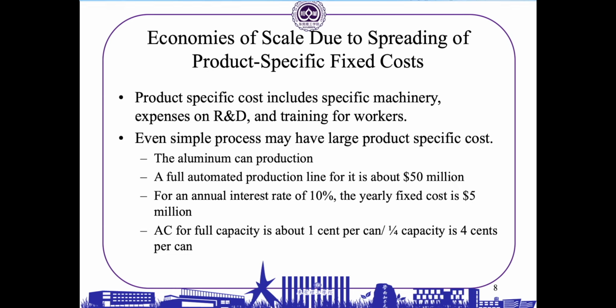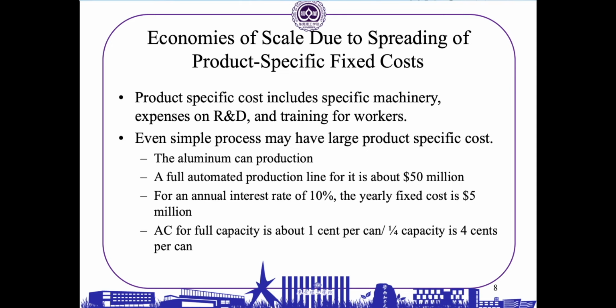Let's give a numerical example of the aluminum can production. Suppose the fully automated setting costs $50 million. Suppose the annual interest rate is 10%. The fixed cost of this automated plant is $5 million per year. At full capacity, suppose it can produce 500 million cans per year. The yearly average cost for this plant is 1 cent.